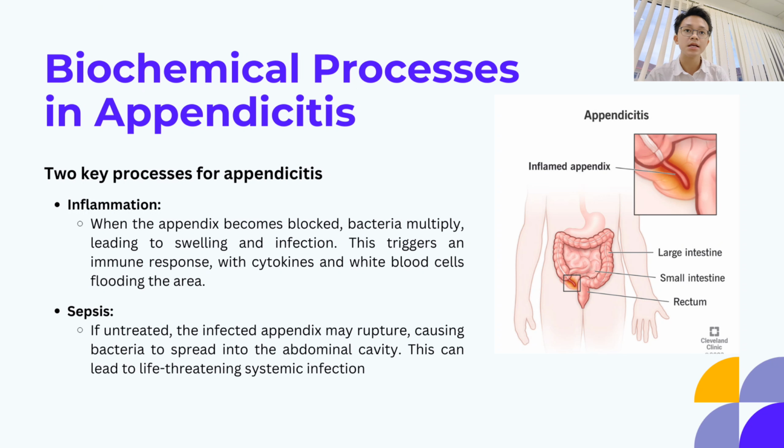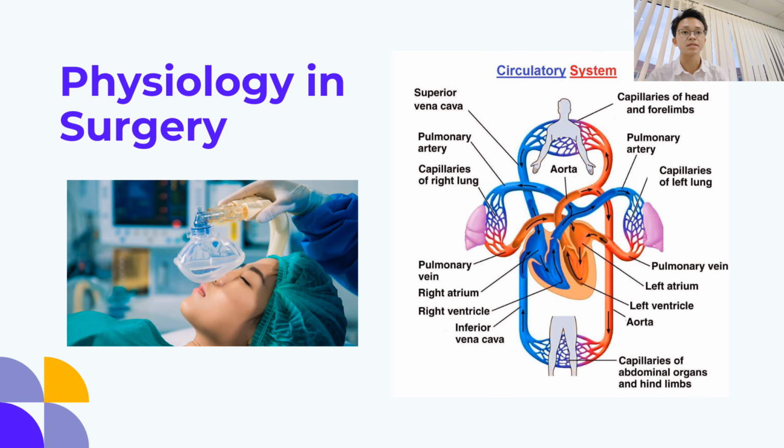The second one is sepsis. If untreated, the infected appendix may rupture, causing bacteria to spread into the abdominal cavity. This can lead to a life-threatening systemic infection. So surgeons act quickly to remove the infected appendix, stopping this harmful process before it escalates. Biochemical processes are interconnected with body physiology, which must be carefully managed during surgery.